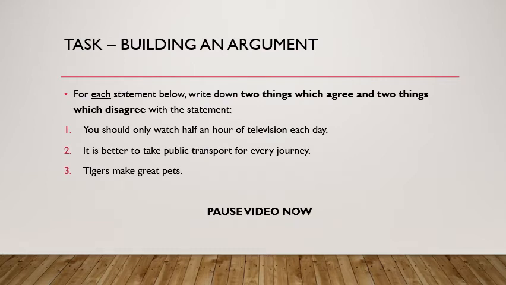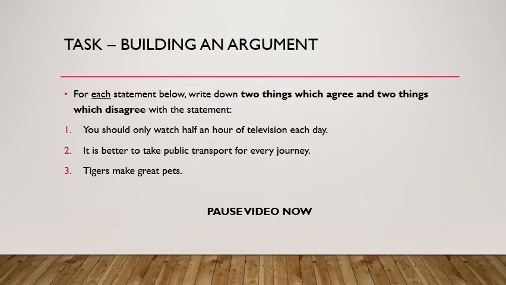So your task then is to begin thinking about how you would build an argument. So there's 3 statements here, and for each statement below, I would like you to write down 2 things which agree with that statement and 2 things which disagree with that statement. So at least 2 things that agree and at least 2 things that disagree with each statement.